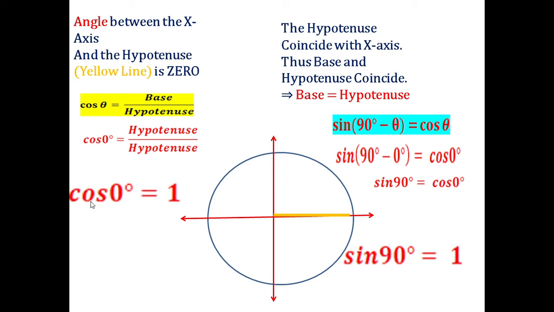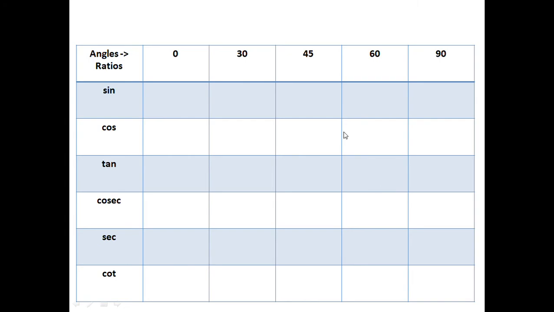So we are getting cos 0 degree is equal to 1 and sine 90 degree is equal to 1. And in the previous case we got cos 90 was 0 and sine 0 was 0. But here cos 0 is 1 and sine 90 is 1. So let us form this table. This is very important and you should learn it. So let us put the values one by one.